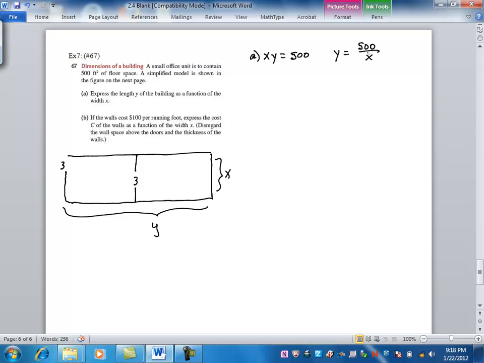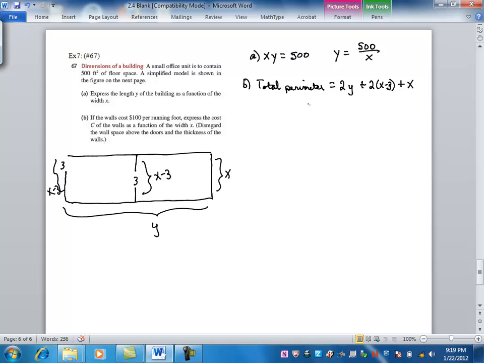And now it says if the walls cost $100 per running foot, express the cost C of the walls as a function of the width x, disregarding the wall space above the doors and the thickness of the walls. Basically, what we're after here is the total perimeter. Now let's first define this in terms of x and y, and then once we get that done, we'll pull the y's out. You'll notice that this length is x minus 3, and this length is also x minus 3. So when we look at this total perimeter, we've got 2y plus 2 times x minus 3, and then we need to add in an x. Alright, so this gives me my total perimeter.